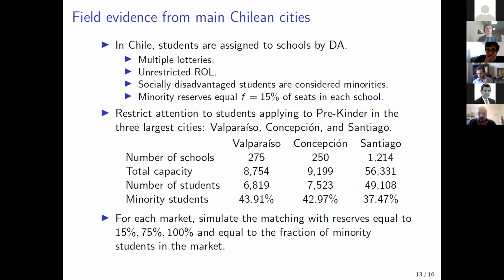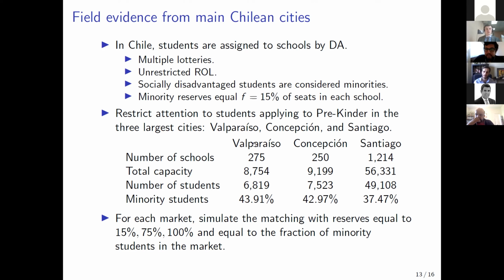So let me now show you some evidence from the Chilean system. In Chile, students are assigned to schools by deferred acceptance. There are multiple lotteries, so each school runs its own lottery. The rank order lists are unrestricted, so students can put any number of schools in their applications. Poor students are considered minorities, and there is an objective evaluation of the economic condition of the students. And according to the current system, minority reserves equal 15% of seats in each school.